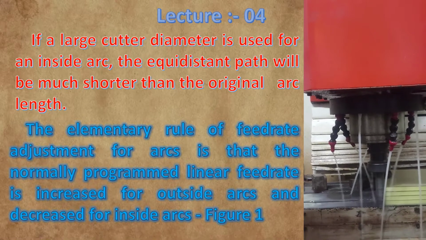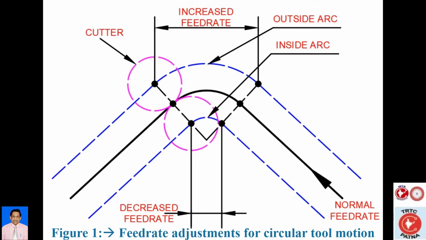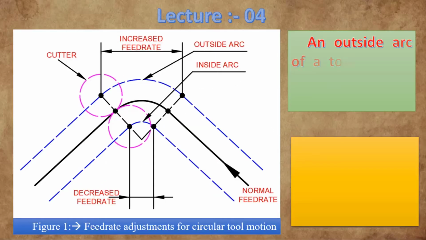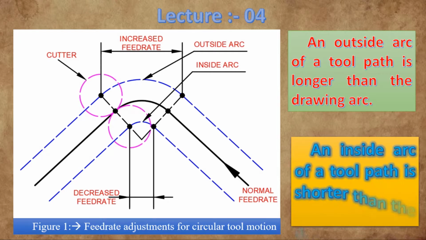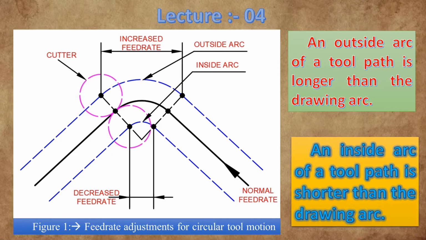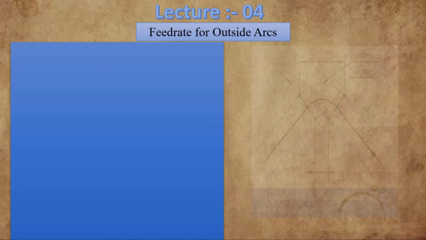So figure number 1 shows the feed rate adjustment for circular tool motion. An outside arc of a tool path is longer than the drawing arc. An inside arc of a tool path is shorter than the drawing arc. Two formulas provide the tools to find the adjusted arc feed rate mathematically equivalent to the linear feed rate. Both formulas are recommended for external or internal contouring only, not for rough machining of solid material. So, feed rate for outside arc.